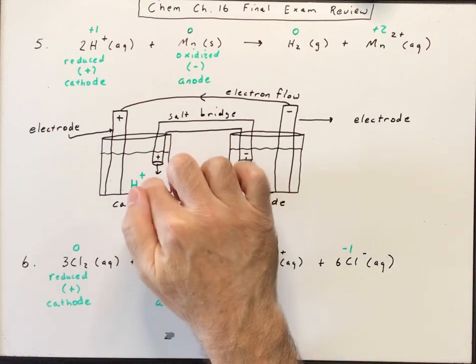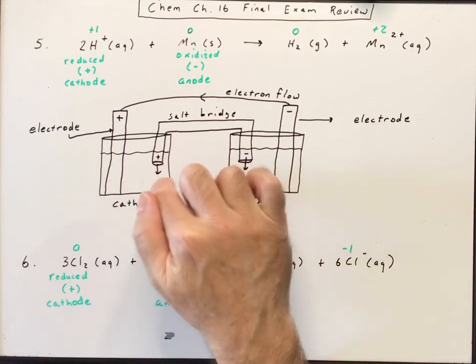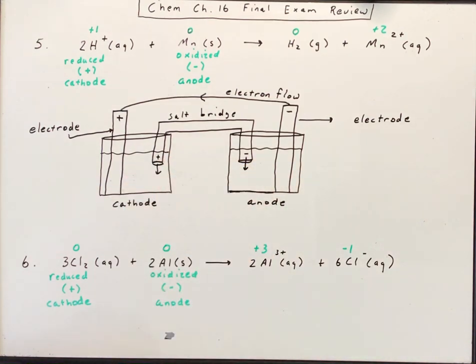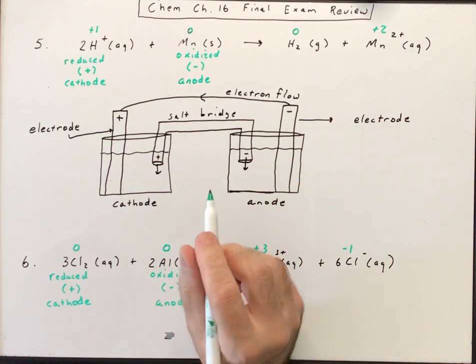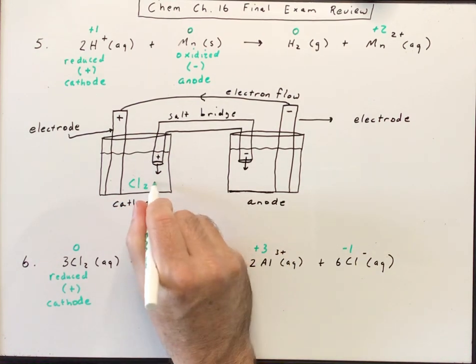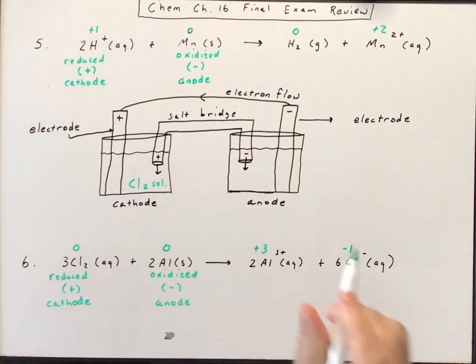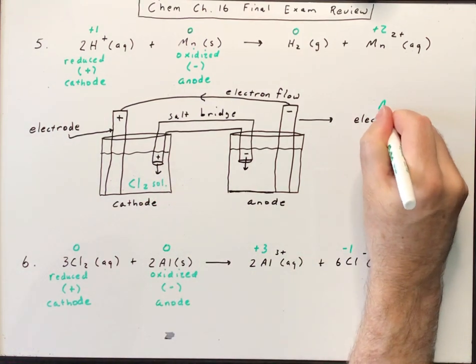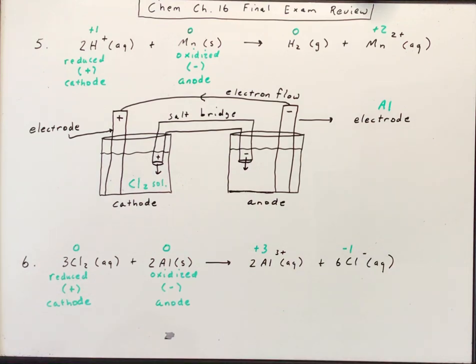So all we have to do in this diagram, and on the test, if you have to do 2 of them, which I think you only probably have 1 of these, but you would draw the whole thing again. I'm not going to draw the whole thing again, but we'd have Cl2 in solution as the cathode, and then our anode would be made of solid aluminum. So that does it, not only for the Chapter 16 final exam review, that does it for all of the videos from my chemistry course.